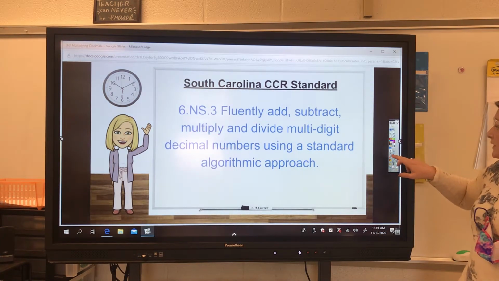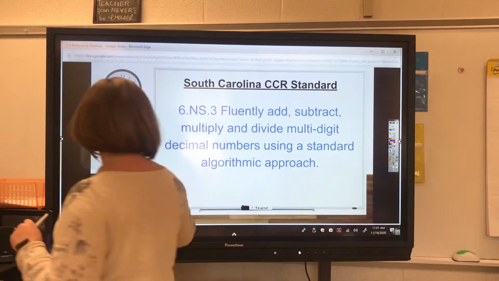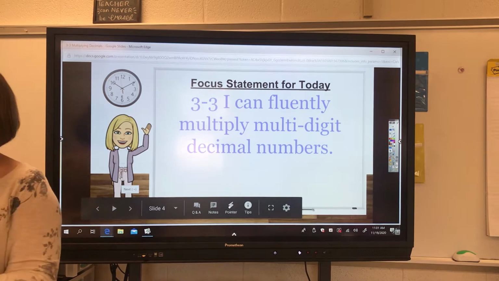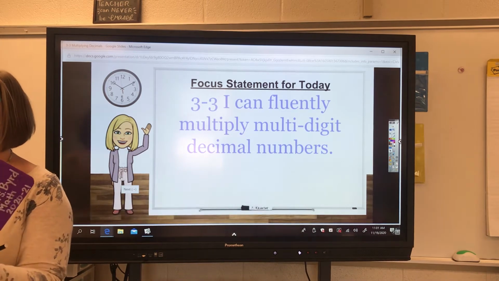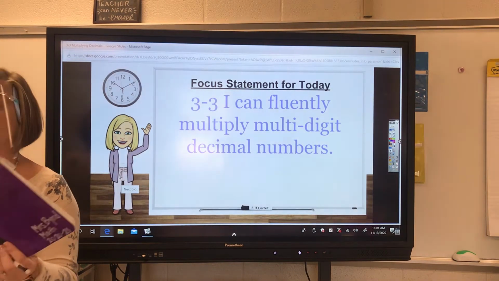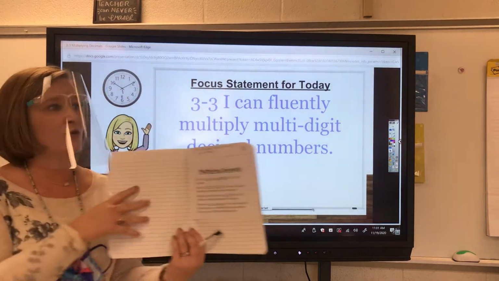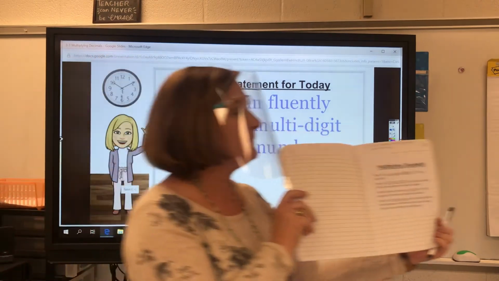So on page 22, at the very top of your page, I want you to write 3-3, Unit 3, Lesson 3. I can fluently multiply multi-digit decimal numbers at the very top.